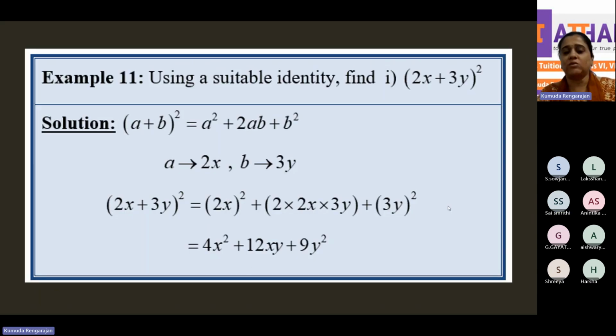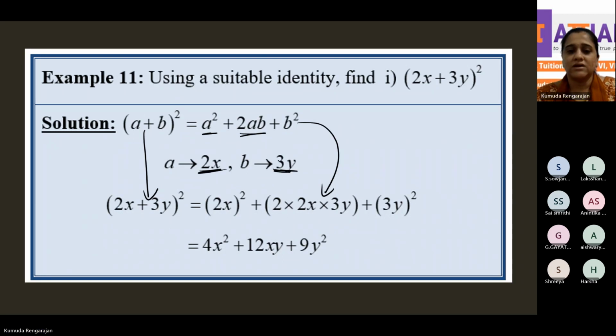So see the steps. Don't write now. See the steps. The first step is to identify the correct identity. And then you must write out the values or the terms or the expressions for a and b. a is 2x, b is 3y. Then you must write the given question, (2x plus 3y) the whole square. And you know that the answer will be like this. Since the question looks like this, you know that the answer should be like this. So here a square, so (2x) the whole square. 2ab, 2 into 2x into 3y. b square, b is 3y, so (3y) the whole square, and then expand that. That's all.